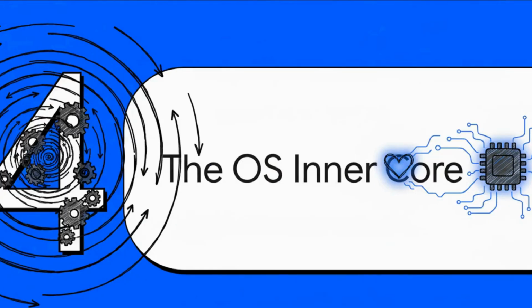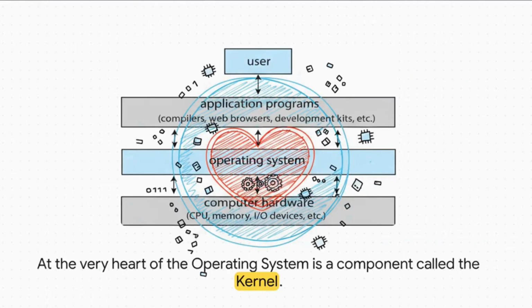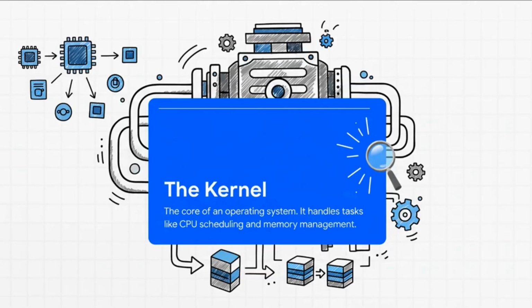Okay, so we've seen what the operating system does as a whole. Now, let's zoom in, like way in, to its absolute heart, the part that does the most critical work of all. If we go back to our diagram, right in the dead center of that operating system layer, there's an even more fundamental piece of software. This core component is known as the kernel. You can think of the kernel as the engine within the engine. It's the one part of the OS that is always running, and it handles the absolute lowest level, most essential tasks. It's the thing that decides which program gets to use the processor and when, and it meticulously manages how all your memory gets used.